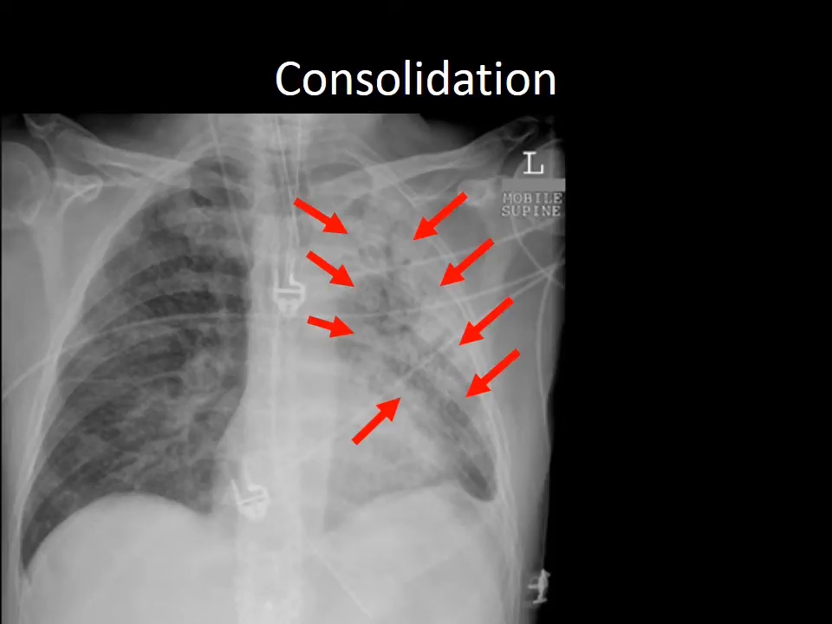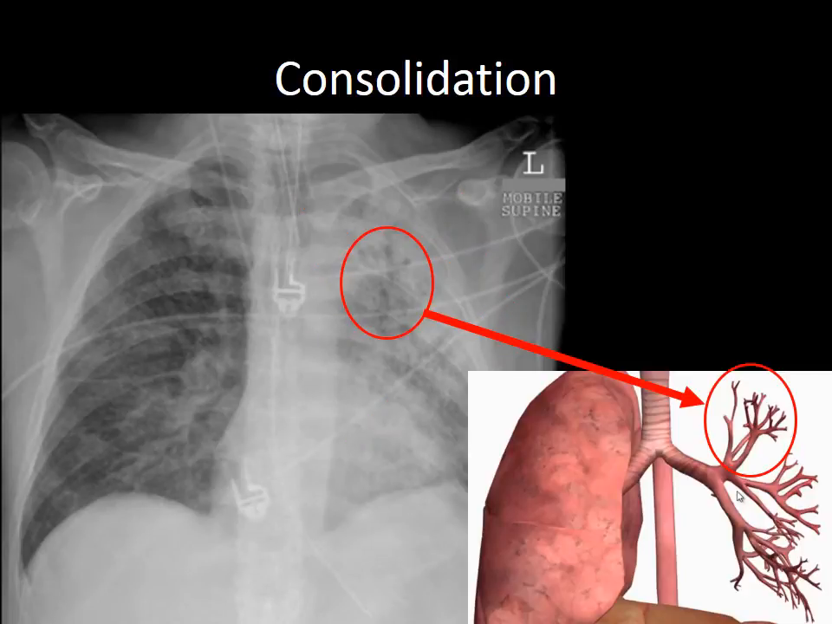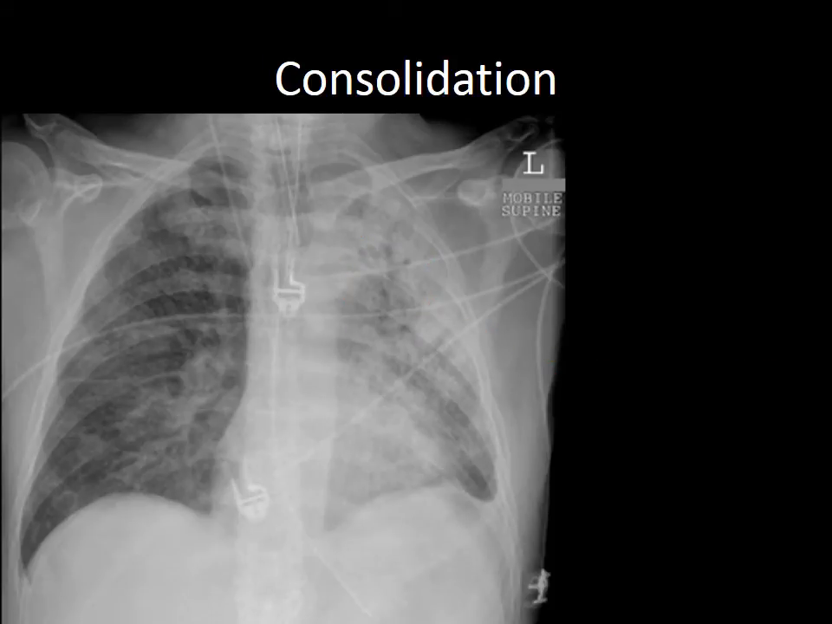Consolidation appears as fluffy cotton wool type opacifications. Air bronchograms are normal aeration of the bronchi. The bronchi are highlighted because they are surrounded by the fluffy cotton wool type opacifications of consolidation. Consolidation results in little or no volume loss.